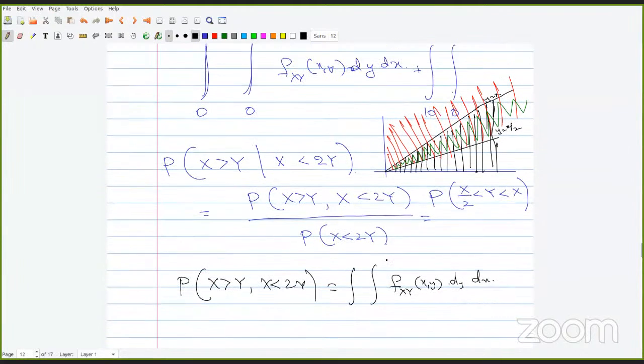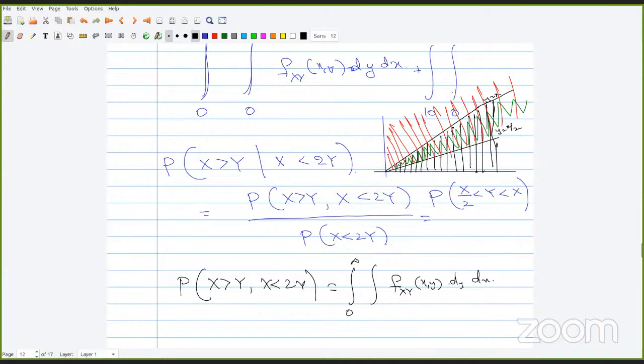What will be the limits now? For y, it will be from x by 2. For x it will be 0 to infinity. You just see the green region part. So this is the region we are looking at, and in this region, x will run from 0 to infinity.